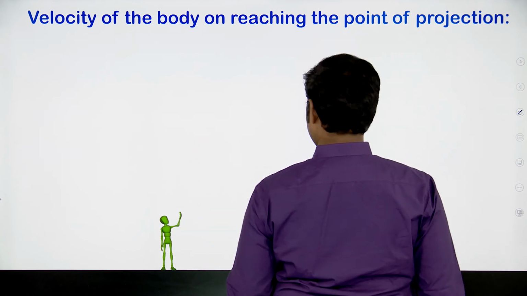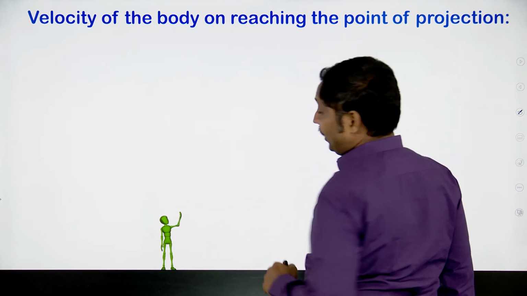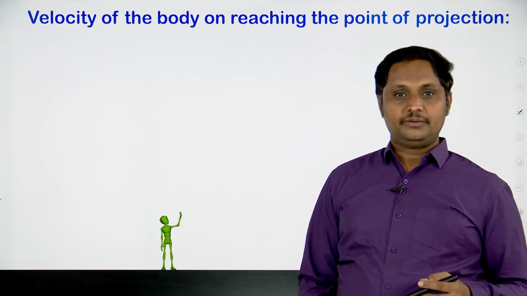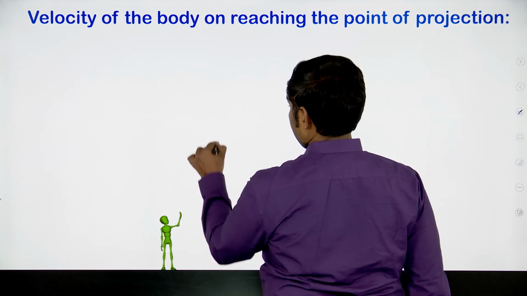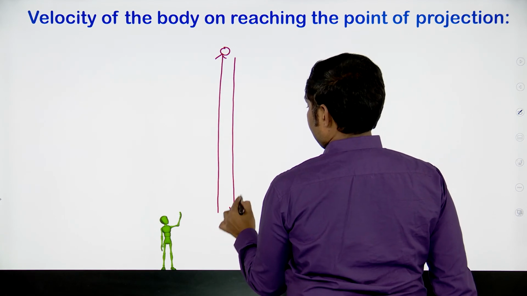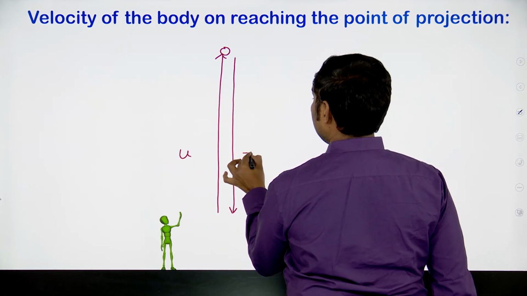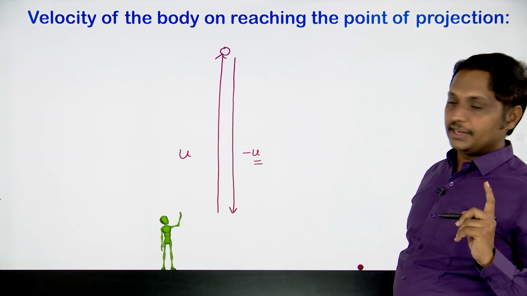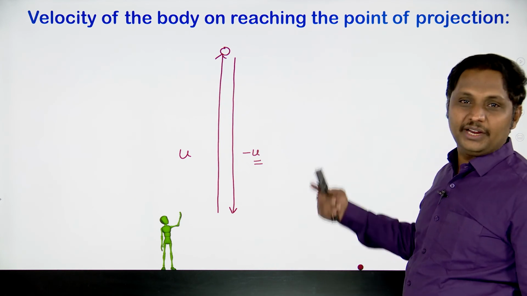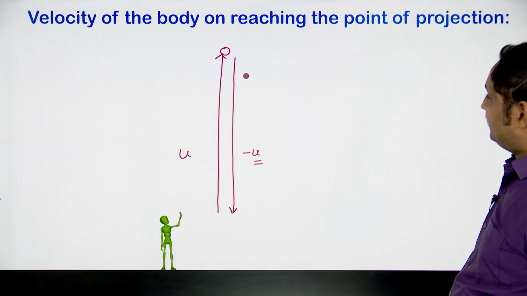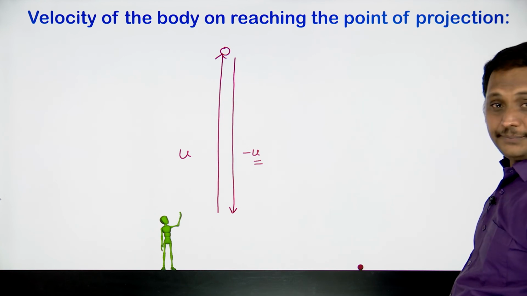You have to consider the direction, which is going to be the opposite direction. This is going to be u, this is going to be minus u. With the same velocity, it reaches the point of projection, but with one more condition, that it is in the opposite direction. We have to get that negative sign. It's very clear.